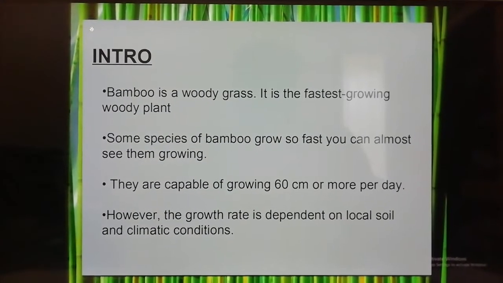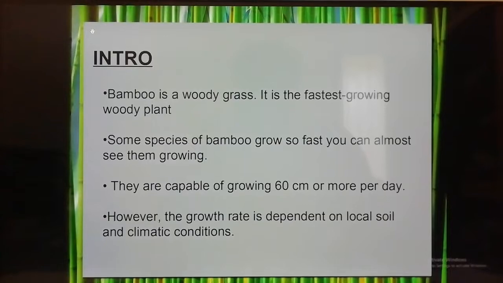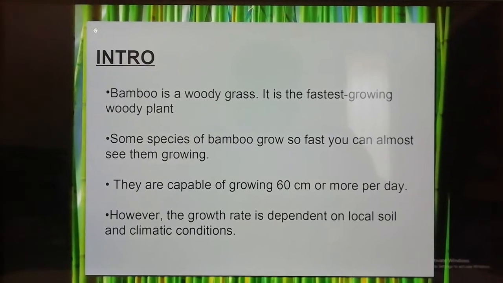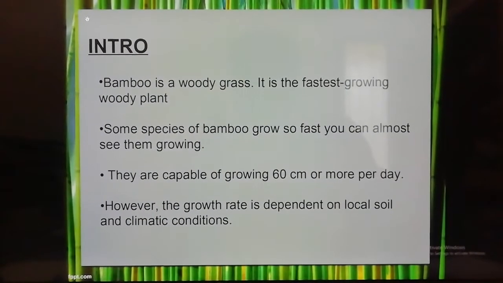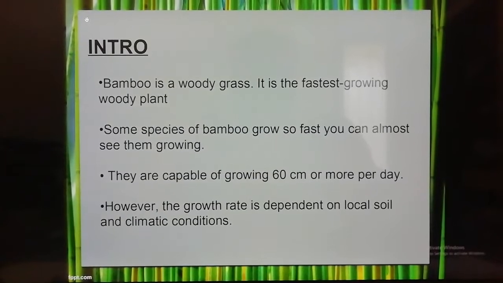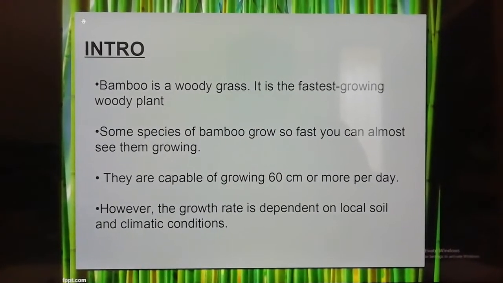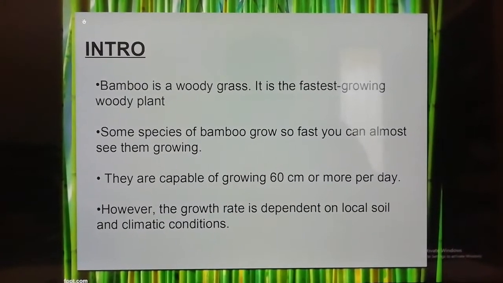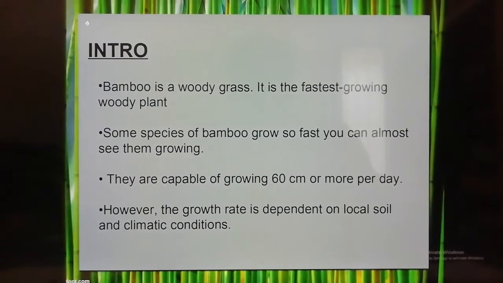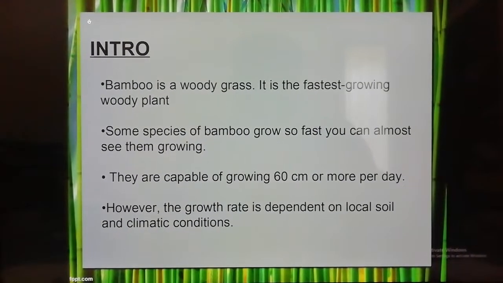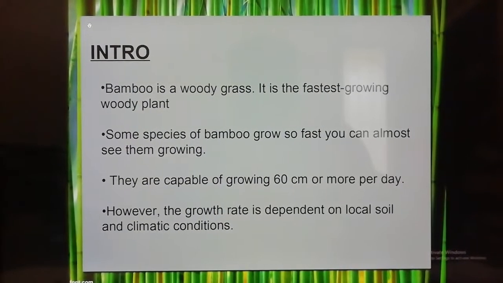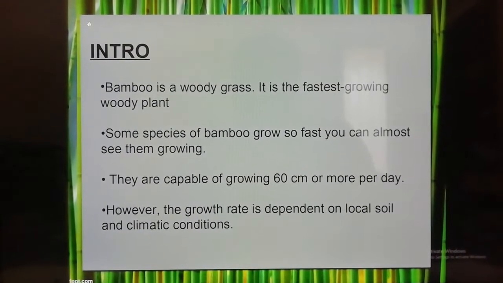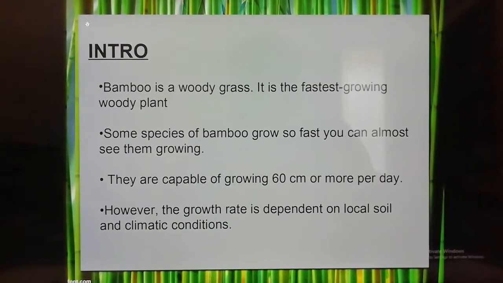And they are capable of growing 60 centimeters or more per day. So the pace at which bamboo grows is 60 centimeters per day, which is close to 1 foot. So 1 foot per day, we can actually count in some countries. Bamboo goes up to 100 feet and above also. And the growth rate is dependent on local soil.